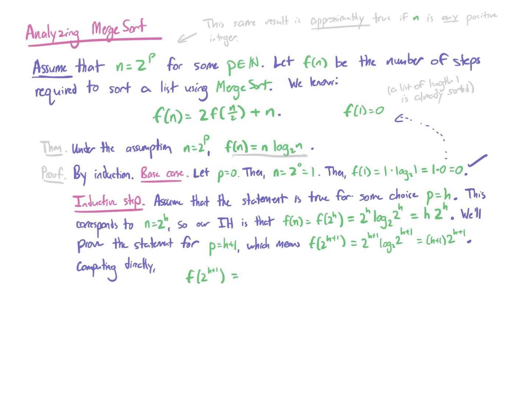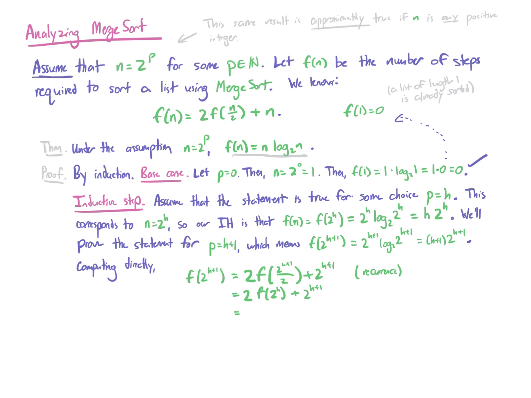F of 2 to the power h plus 1 is equal, using this recurrence relation, to 2f, and then I'm dividing by 2 in here, 2 to the power h plus 1, divided by 2, plus n, and remember n is also 2 to the power h plus 1. Okay, next, f of 2 to the power h plus 1 divided by 2, that's just f of 2 to the power h, plus 2 to the h plus 1. You know, let's justify some of these steps. So this is my recurrence. That second one is just algebra.